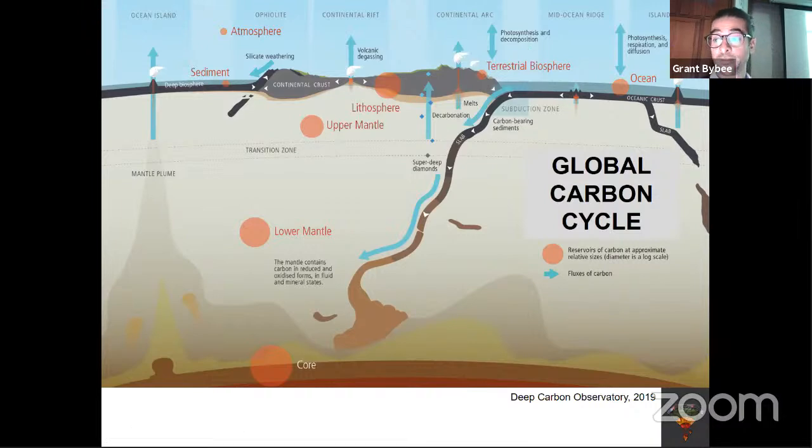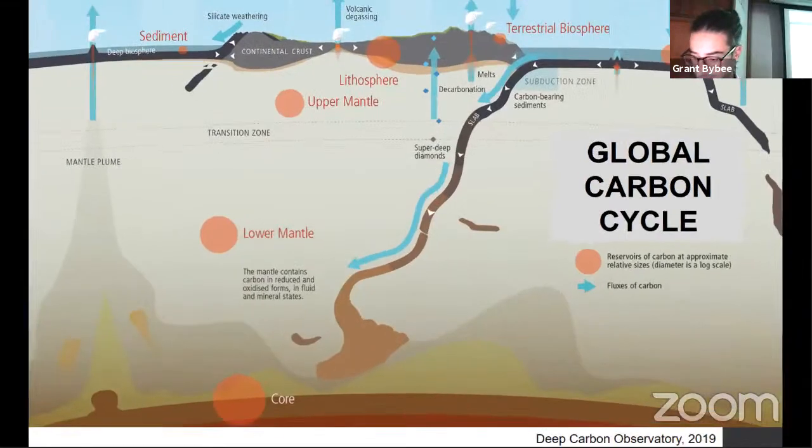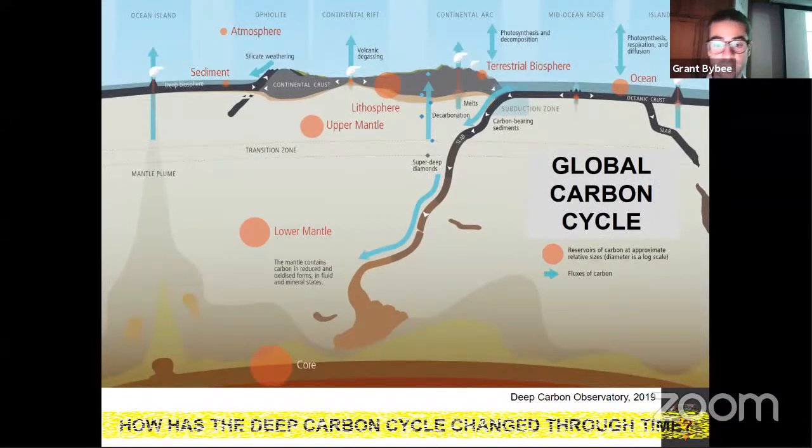What is less well-constrained is how the deep carbon cycle has changed through time. And because kimberlites provide information on the mantle over the last 2 billion years or so, maybe there is a way we can use them to track variability in the carbon cycle.